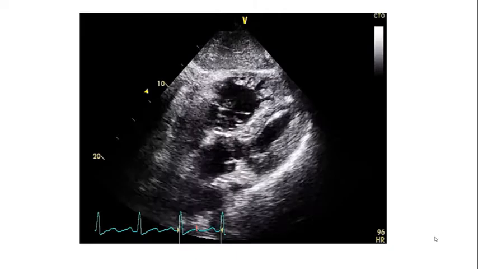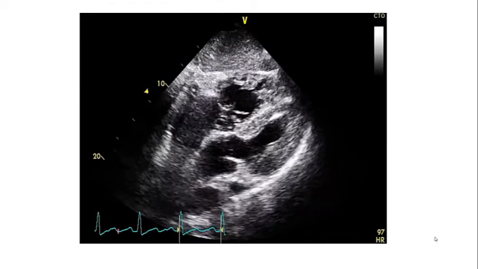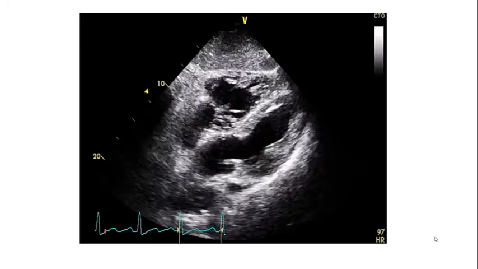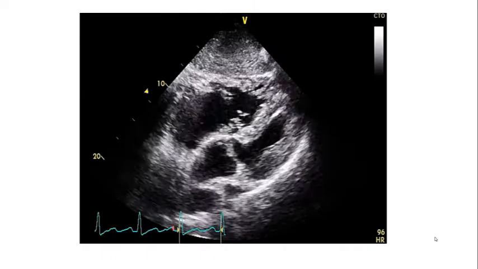This is a subxiphoid image. So all of these, I'm showing you different views just to show that you can see that the RV looks poorly. Just if you try different views, different patients, you can find different things in different locations. So it's important to just put the probe on the chest and try different places to see if you can see the RV better in different locations.